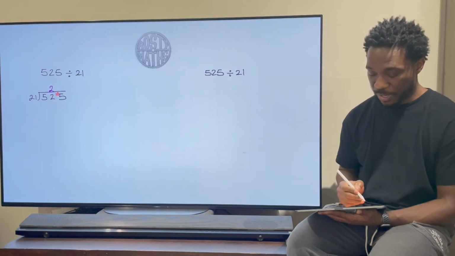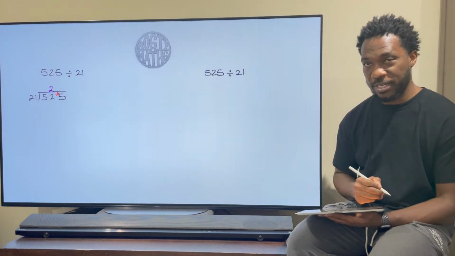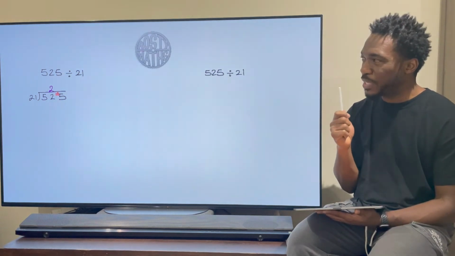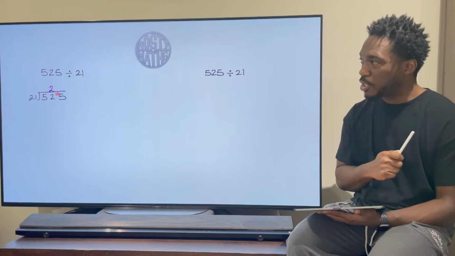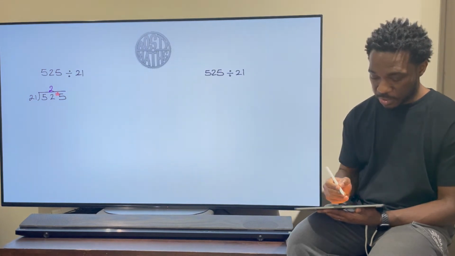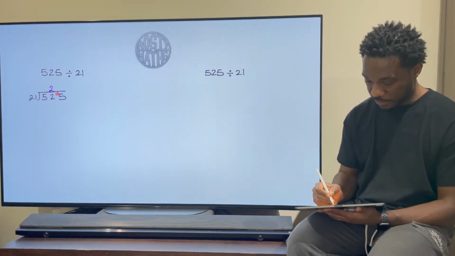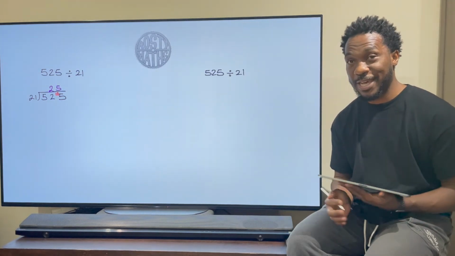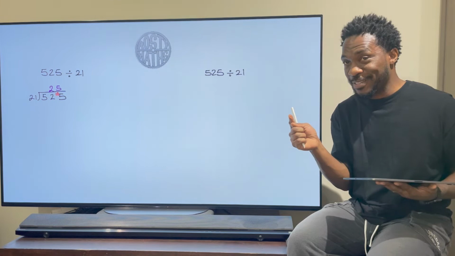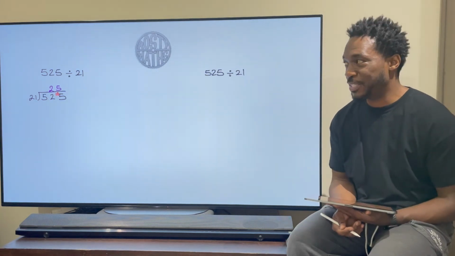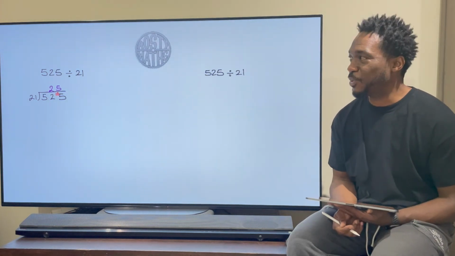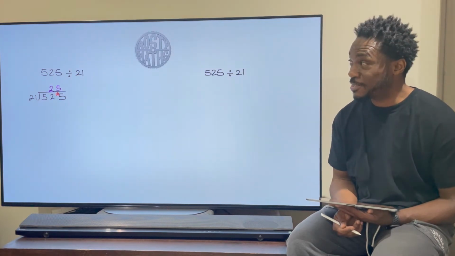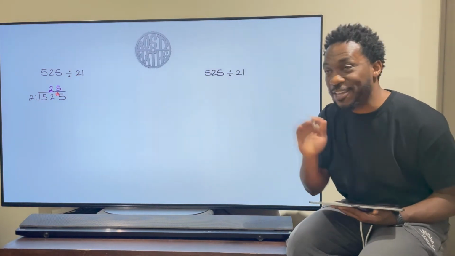And now what I've actually got is 105. So I'm now going to ask myself, how many times does 21 go into 105? Well, it goes into 105 5 times, because 20 times 5 is 100, and then the extra ones you added on will make up to 105. So the answer to this is 25. This is the bus stop method, and that's done.